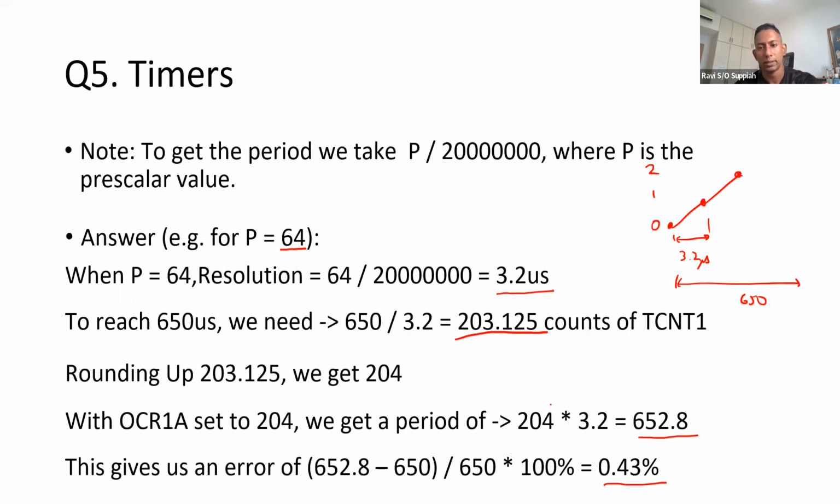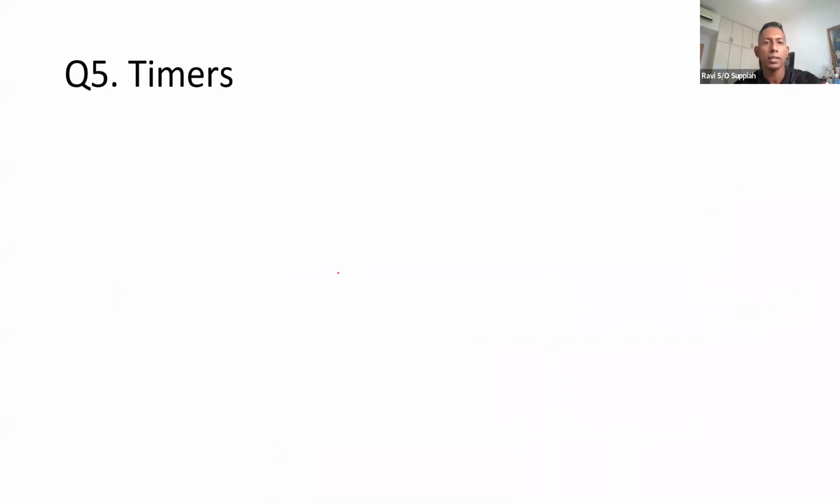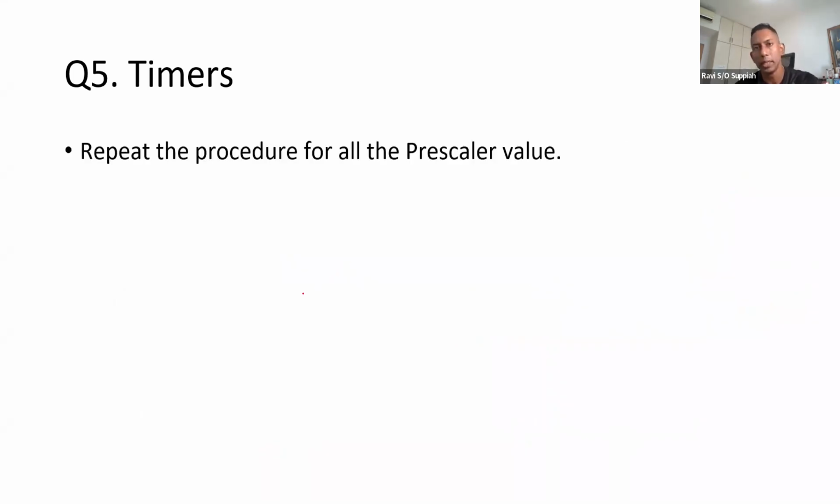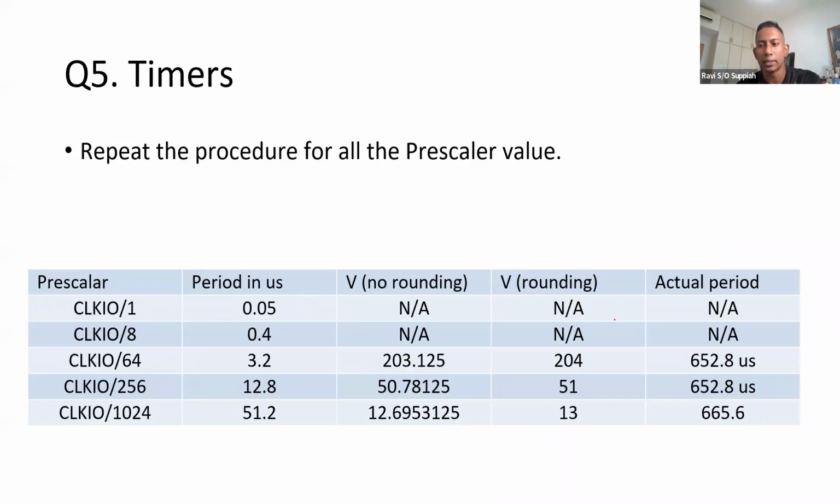That is when we use the prescaler value of 64. Let's look at the others. We repeat the whole procedure for all the prescaler values. This is the answer you should get. For clock by 1 and clock by 8, you don't have any value because it is too large. It cannot fit into the 8-bit register, so that is why this is all NA.